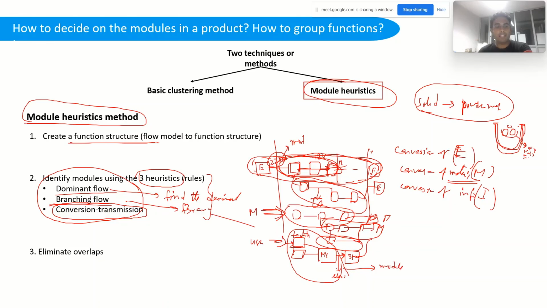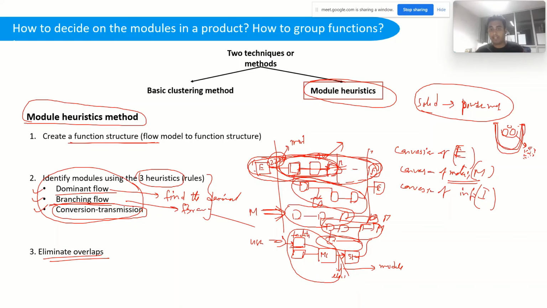So basically these are various strategies for how you can break down a product function structure into individual modules. You don't actually have to choose a particular module blindly. You need to make a conscious decision about which will be the best module. There can be some sort of overlap also, which you need to eliminate.